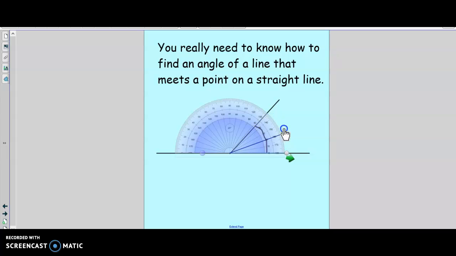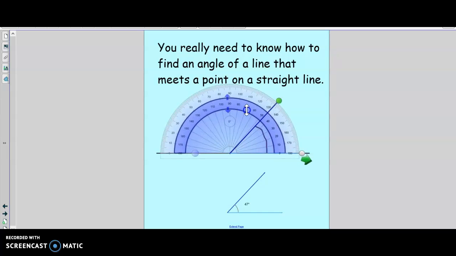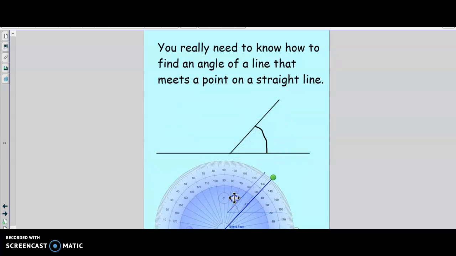Now look, I can move my slider around to put it bang on the line that I want, and I can pretty much read that there. Look, the inside scale says 10, 20, 30, 40. It's less than 50 degrees. And if I just press that button there, it'll create the angle for me. That was a 47 degree angle.